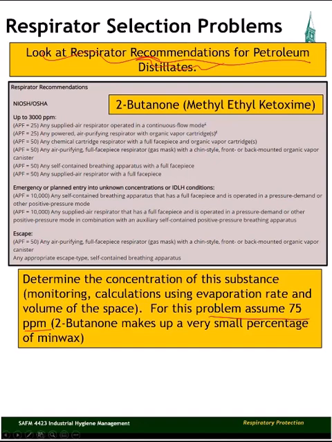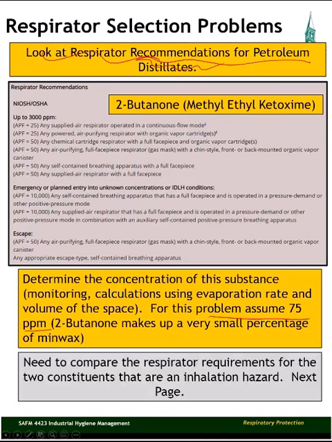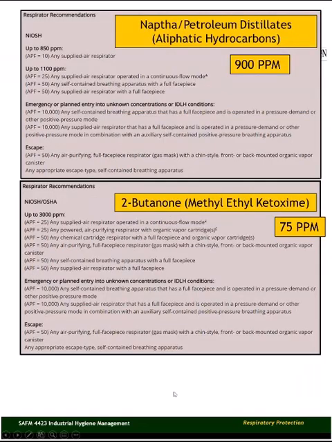So now we need to find a respirator that will work with this substance at 75 parts per million. And these are our options up to 3,000 parts per million. But remember, we got the other constituent also. We need to compare the respirator requirements for both of those two constituents that are an inhalation hazard. So let's do that on the next page. Here we go. We've got petroleum distillates up here, and we've got 2-butanone down here.